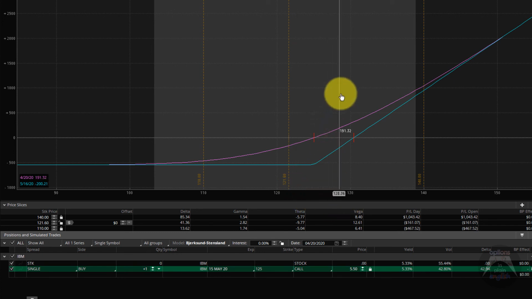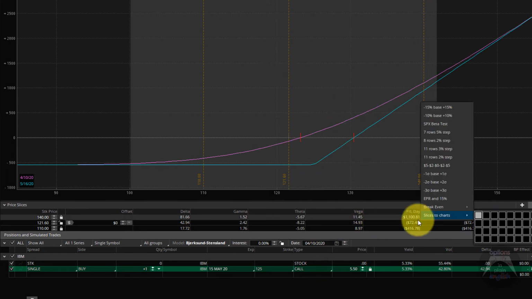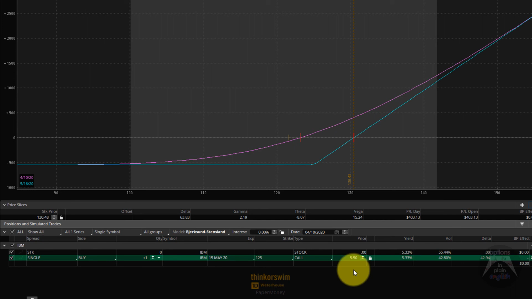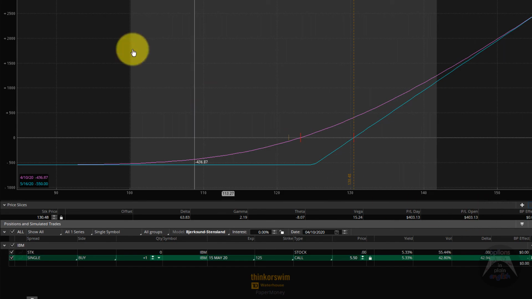Now, let's get something else here. I'm going to set this day to today, and I'm going to get the break-even price. So this is the break-even price. We paid $550, so the break-even is going to be just around, considering some interest rate, 125 plus 450 plus 550, so it's going to be $130.50.